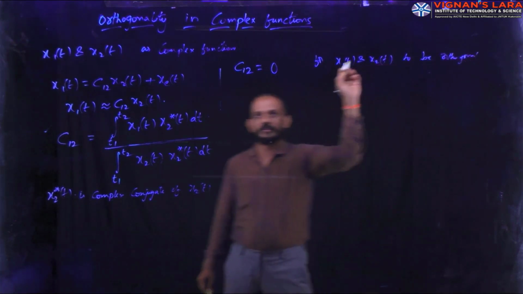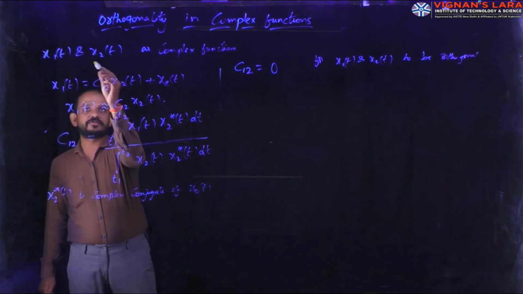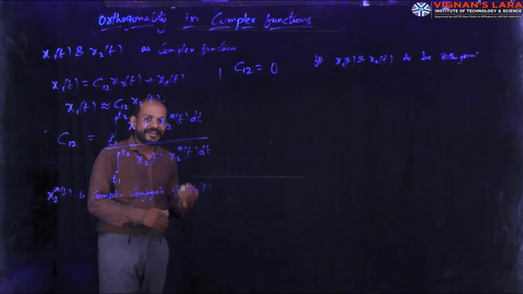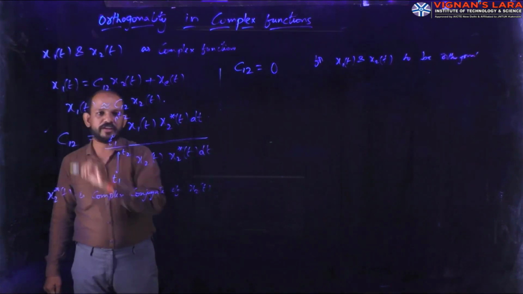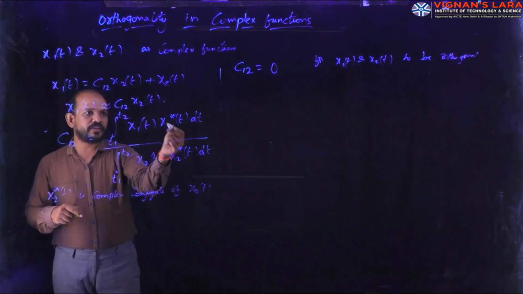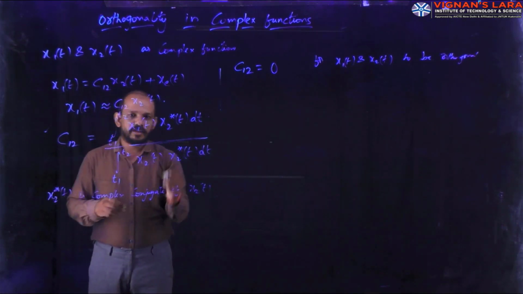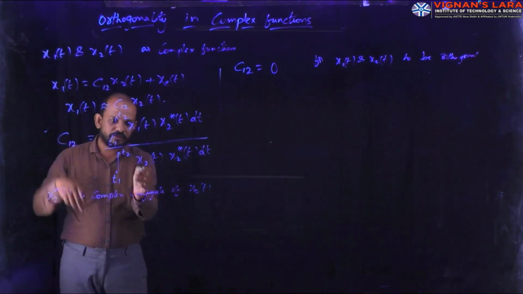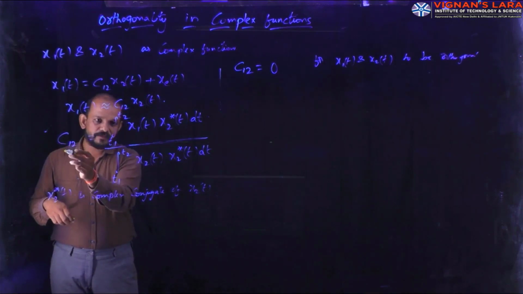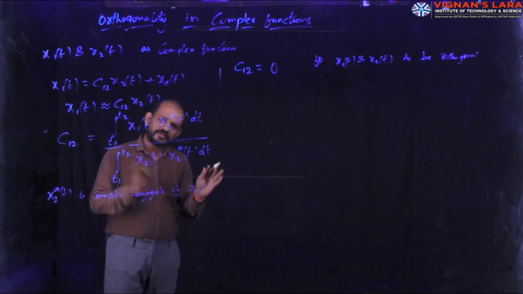Okay, clear. Now substitute that value. Let us consider these two functions are orthogonal. So to get the condition, I am substituting the value of 0 here. So 0 equals integral t1 to t2 x1 of t x2 star of t dt by integral t1 to t2 x2 of t x2 star of t dt. Now cross multiply this denominator to this side. Anything into 0 is 0.